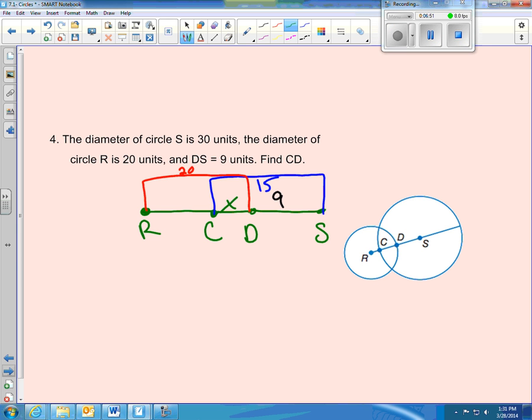Okay, so actually in this picture I'm not even really going to use the 20. Oh, that should be a 10, sorry, for radius 10. I'm not actually going to use that. I'm going to use what I see right here. So the whole thing is 15, and if I subtract out the part of it that's 9, I should be able to get my leftover. So my CD is equal to 6.